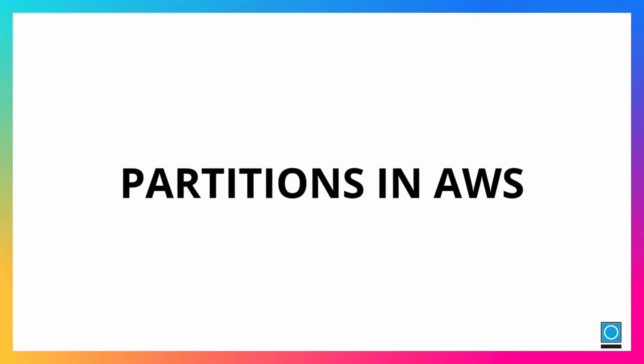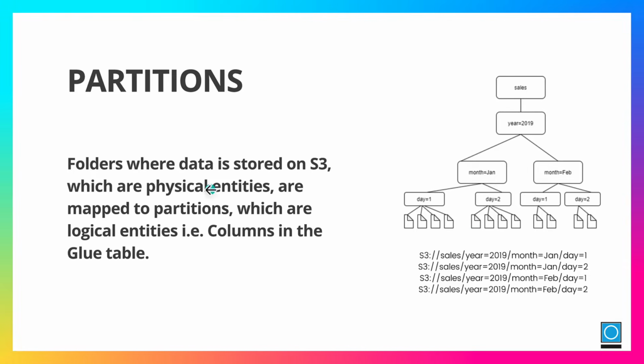A brief word on partitions in AWS. This is important to know. Our ETL job, when we get there, will create a single partition in AWS, but you can play around and create more. So a partition is folders where data is stored in S3, which are physical entities, mapped to partitions, which are logical entities, columns in the Glue table. What does that actually mean?